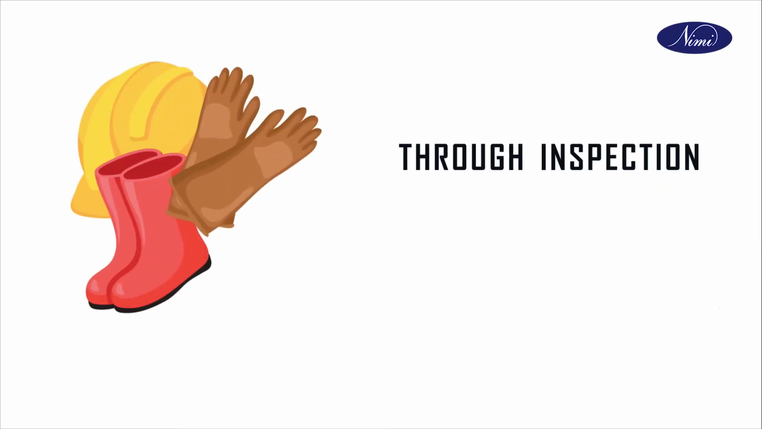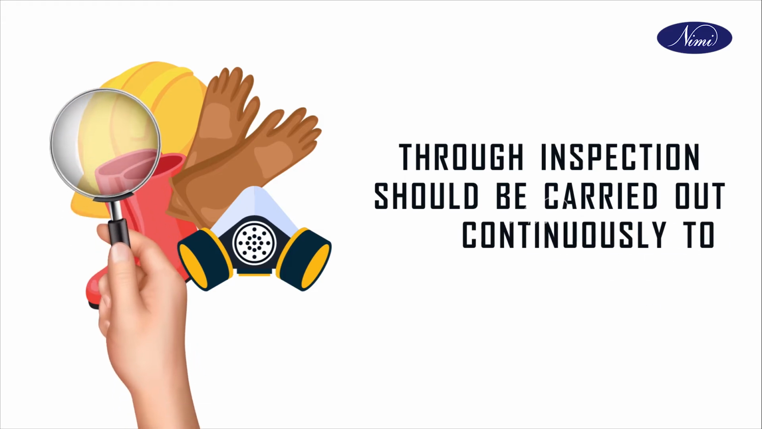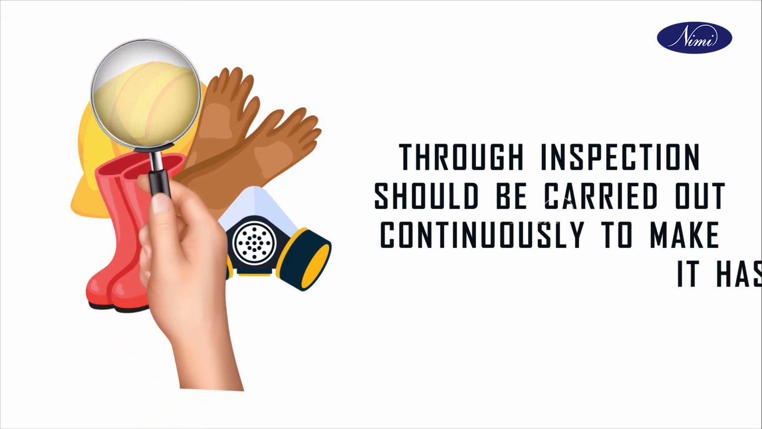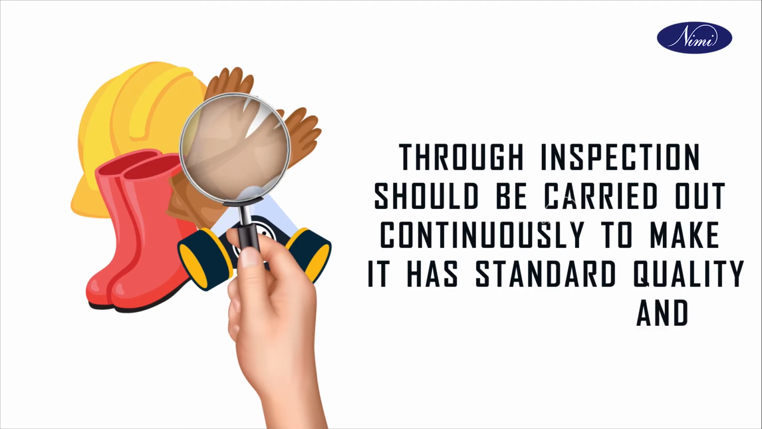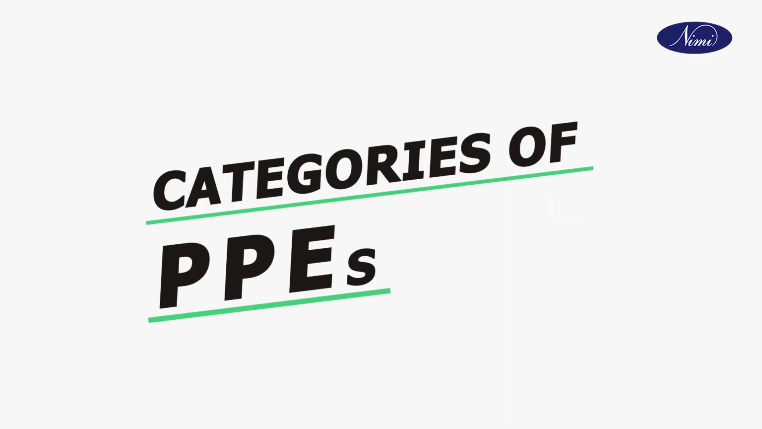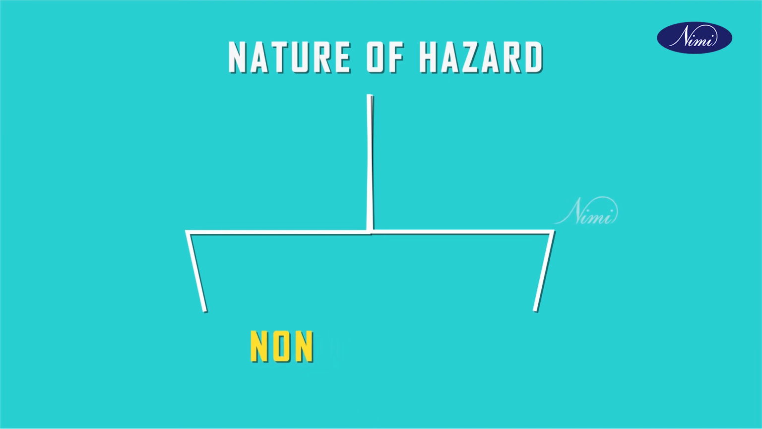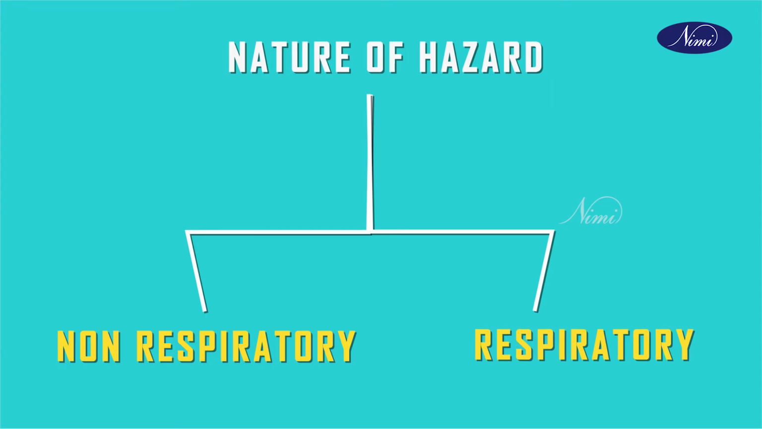Thorough inspection should be carried out continuously to make sure that it meets the standard of quality and adequately protects the user. Next, what we are going to see is categories of PPEs. Depending upon the nature of hazards, the PPE is broadly divided into the following two categories. One is non-respiratory and the second one is respiratory.